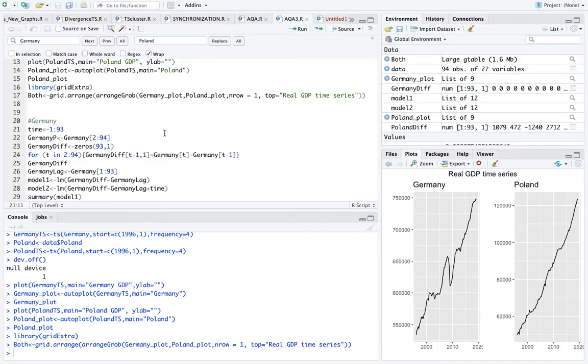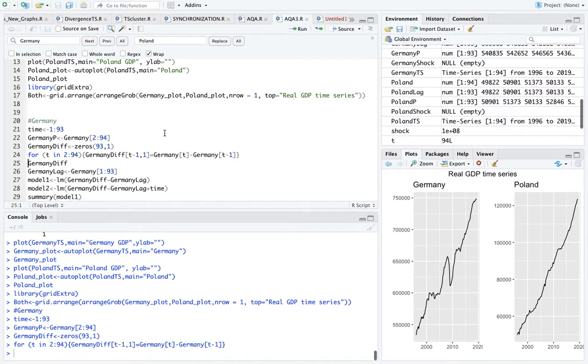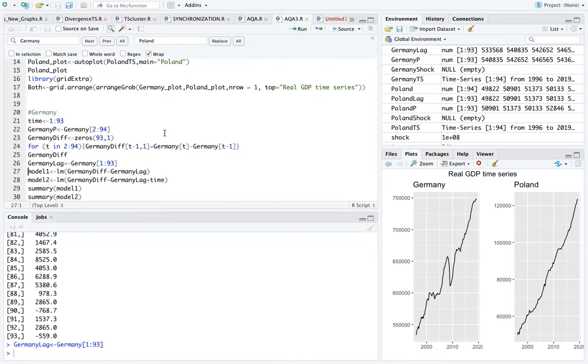Okay, so look, now we need to do some calculations. So I'm extracting the data for Germany's GDP, and I'm also making first differences. As you remember, in the previous movie, what we had to do is to regress delta y on y lagged, and this is what we're gonna do. So these are the first differences, and of course we need to have the lagged value of GDP.